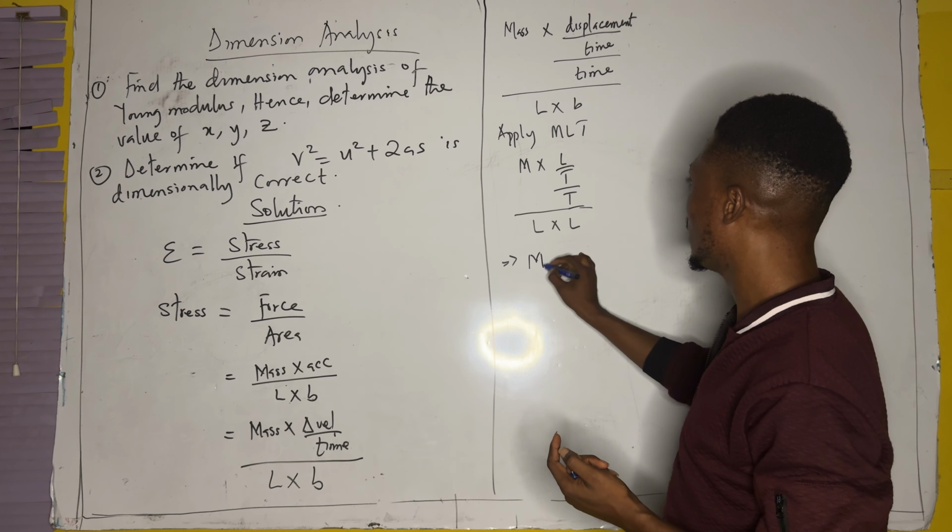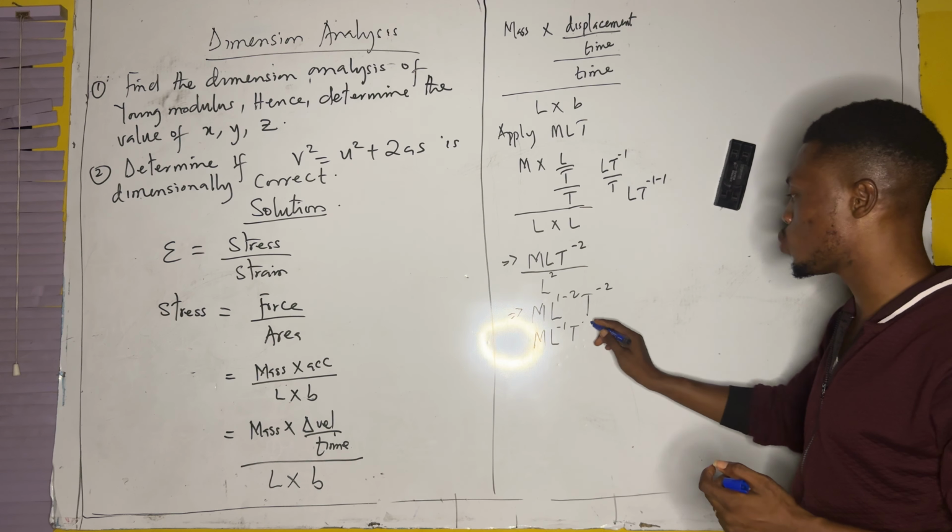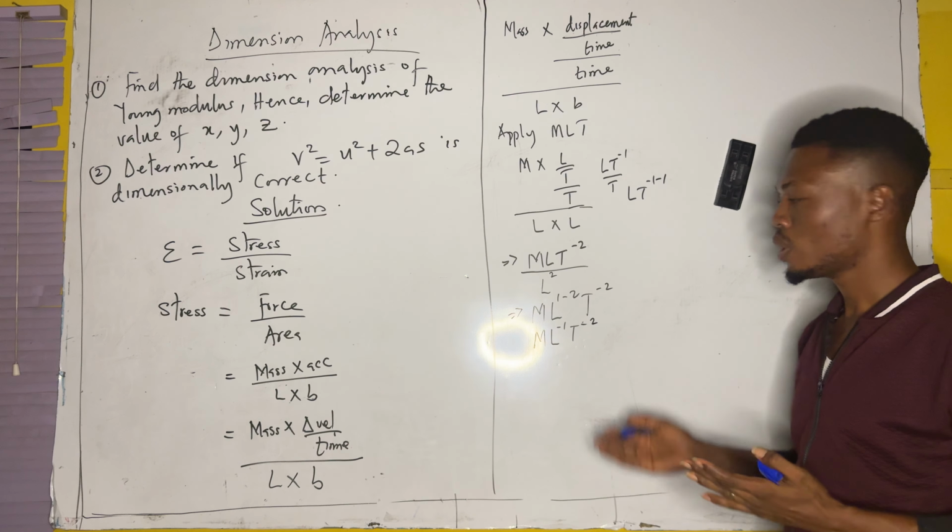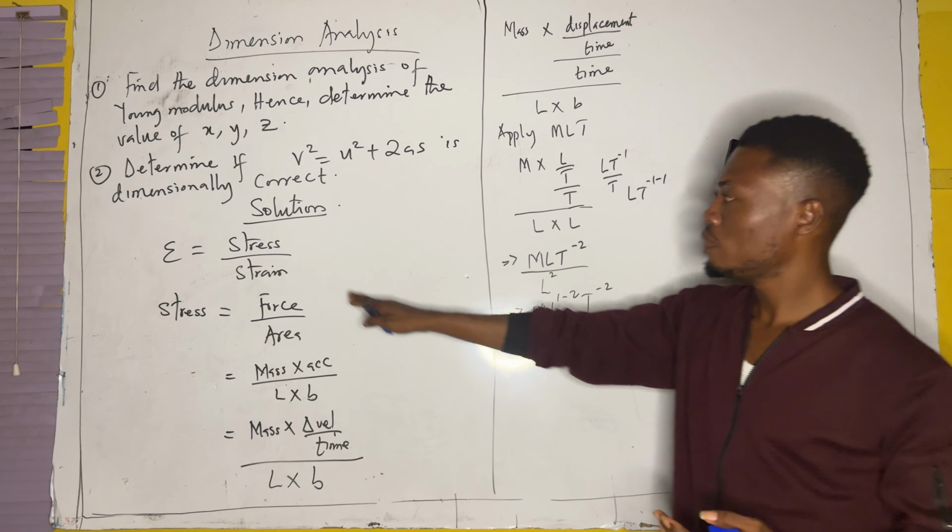Then from here, I have M. You pick one of the L. 1 minus 2, because this one is to the power of 1. Division, minus, then 2. T to the minus 2. So then I have M, L to the minus 1, T to the minus 2, because 1 minus 2 is what? Minus 1. So I have M L to the minus 1 T to the minus 2. Now we have done for stress.